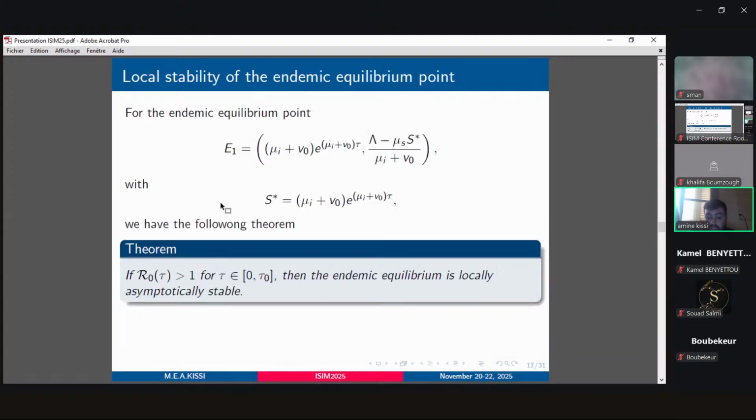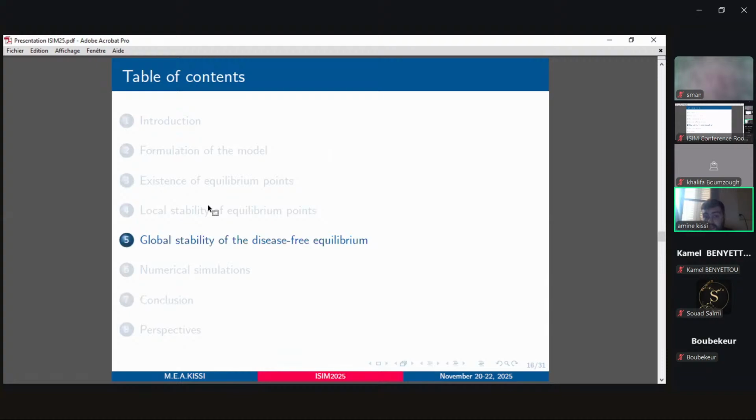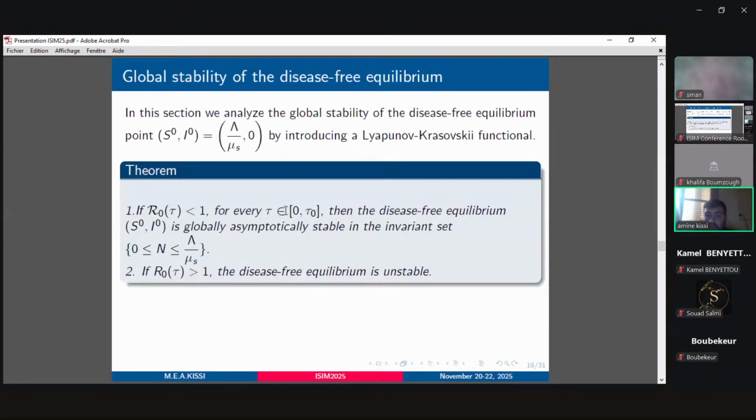We also prove, in the same way with Cooke and Grossman, that the endemic equilibrium, when it exists and if R0 of τ is greater than 1, is locally asymptotically stable. Then we proved the global stability of the disease-free equilibrium by using a Lyapunov-Krasovskii functional, and we proved that if R0 of τ is less than 1, it is globally asymptotically stable in the invariant set N between 0 and lambda over μ_S, and it is unstable if it is greater than 1.